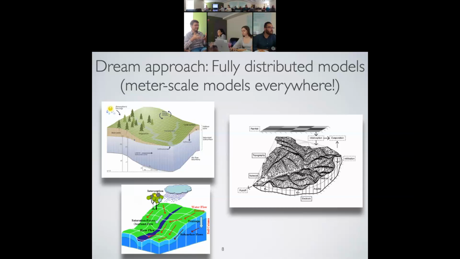Yes? Question, what do you mean by uncertainty in parameters? So soil parameters. So let's say that we spend an enormous amount of computation on the land to run a fully distributed 100-meter groundwater model over the entire US.